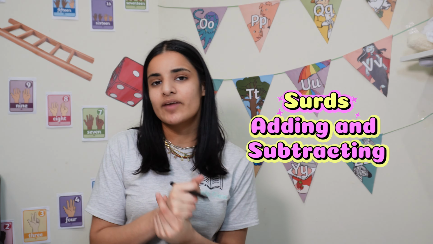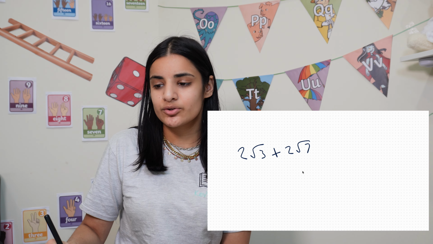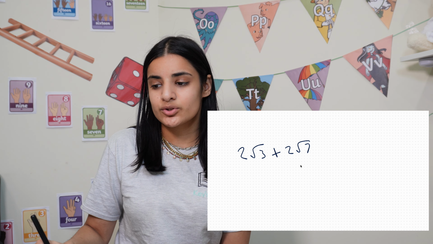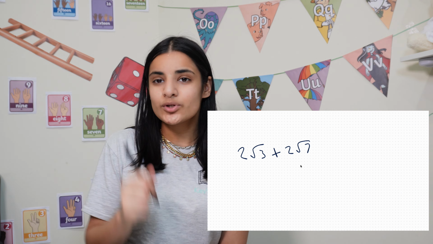So we know how to simplify surds, we know how to multiply surds, but what about adding and subtracting surds? Well, that's when it gets a little bit more difficult. In order to add or subtract surds, the numbers under the root symbol have to be the same. These are called like surds. So for example, if I had 2 root 3 plus 2 root 7, I would not be able to add these as the numbers under the root symbol are not the same. So these are not like surds and just cannot be simplified. So this actually would be your final answer in this case.